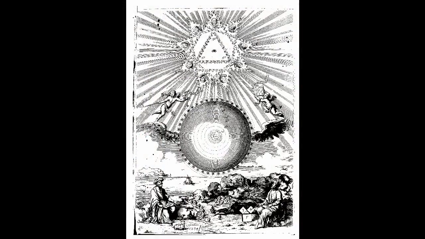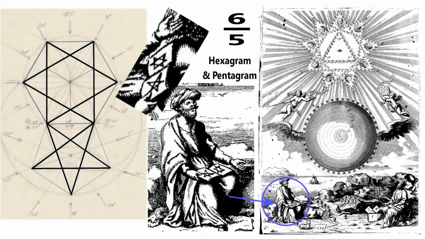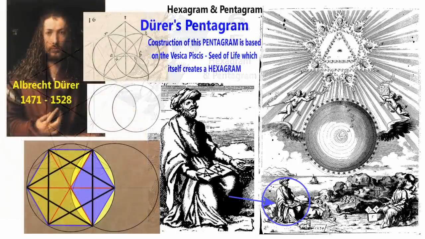So back to the original, and that was the bottom right hand corner. Now we'll look at the bottom left hand corner. Again, I've circled it and highlighted it where we can see the man there is holding an open book with a hexagon, hexagram, and a pentagram. 6 over 5, very important geometric construction, one of those beautiful ratios in nature, beautiful ratios in math and geometry, and a very important work.